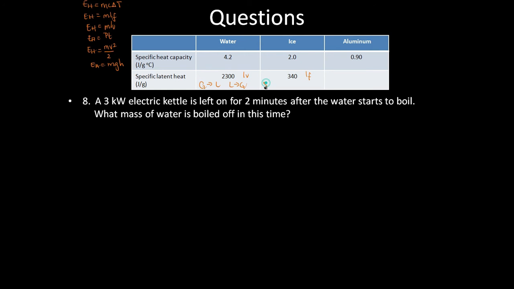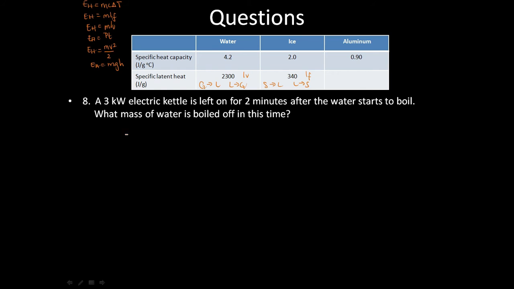We're going from solid to liquid in this case, and liquid to solid. So it says a 3 kilowatt electric kettle is left on for 2 minutes after the water starts to boil. What mass of water is boiled off in this time? Okay, so we don't have any temperature change here, so we're going to be using EH equal to PT.